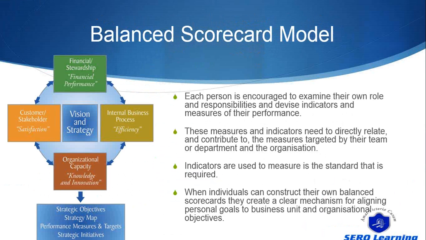So within the balanced scorecard, each person is encouraged to examine their own role and responsibilities and devise indicators and measures of their own performance based on those 4 key capacities. They have to relate directly to the team and department targets. So if the organisation's target is to generate X amount of sales, then your personal balanced scorecard target will be your contribution, the element you contribute to that target. These indicators are used to measure your performance.